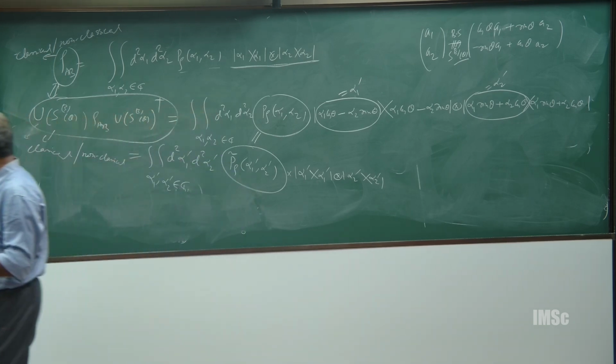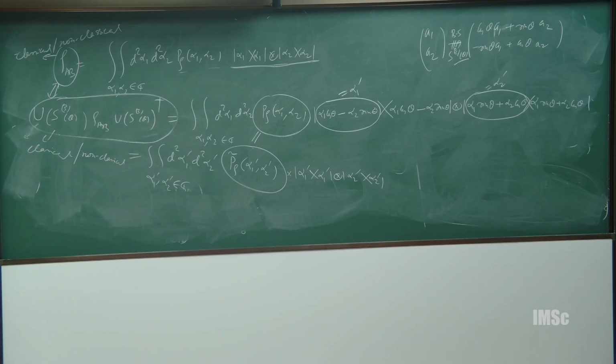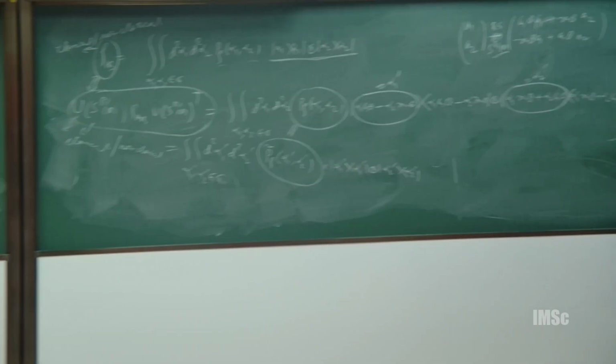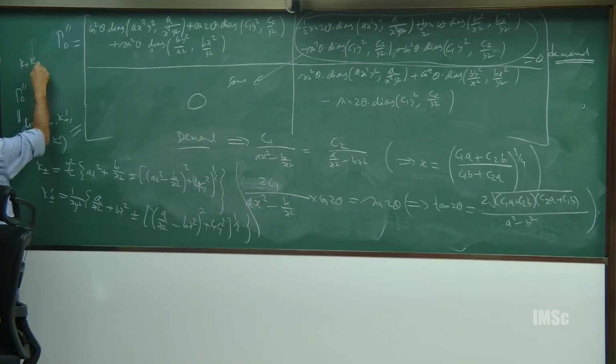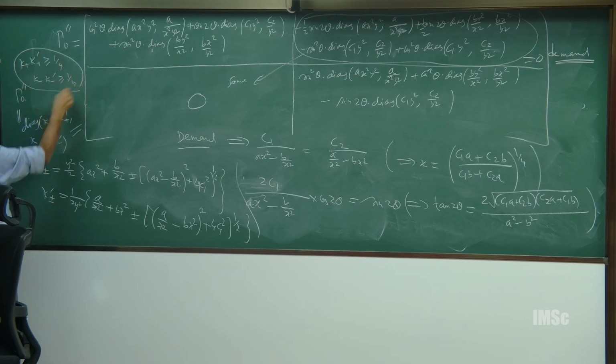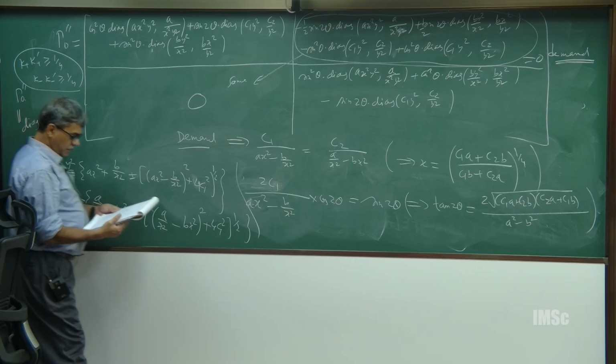Now, of course, you see that this is your gamma 0 prime, and because this is a bona fide covariance matrix, I know that kappa plus prime is greater than or equal to 1 by 4, and kappa minus prime is greater than or equal to 1 by 4. This is because this is a bona fide covariance matrix. So, this is of course true.